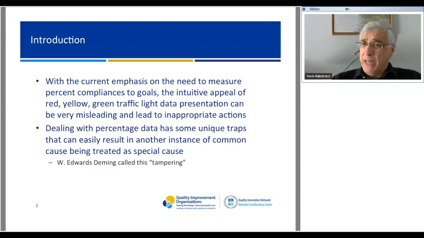And the other thing I realized too, especially with regard to percent compliance, percentage data has some unique traps that make it all too easy, once again, to treat common cause as special. In fact, W. Edwards Deming had a specific term for when you treat common cause as special, which, as I've described, is by far the most common thing done. And he called that tampering.